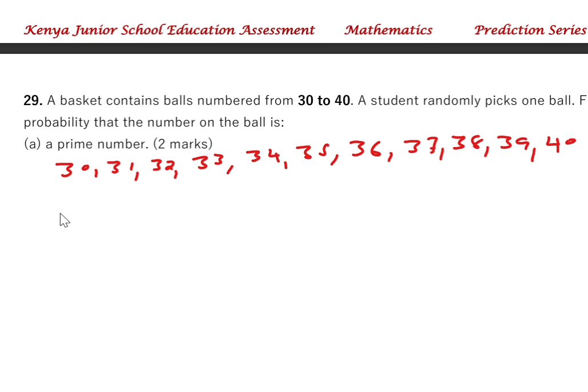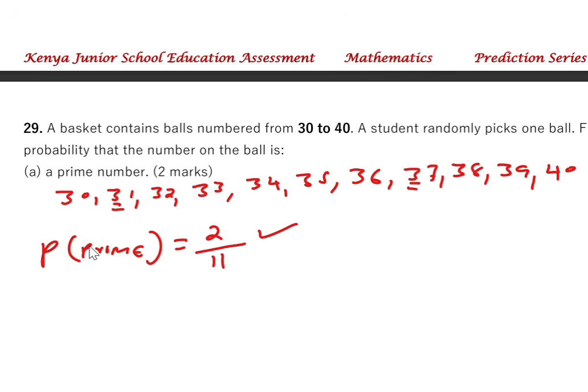So a prime number, probability of picking a prime number. So ask yourself, how many prime numbers do we have? We count how many prime numbers. This is 1, another prime number, we have that 7. So we only have 2 prime numbers because 39 is not a prime number. So it is 2 over how many numbers do we have? We count 1, 2, 3, 4, 5, 6, 7, 8, 9, 10, 11. So it is 2 over 11. So that is the probability of picking a prime number.